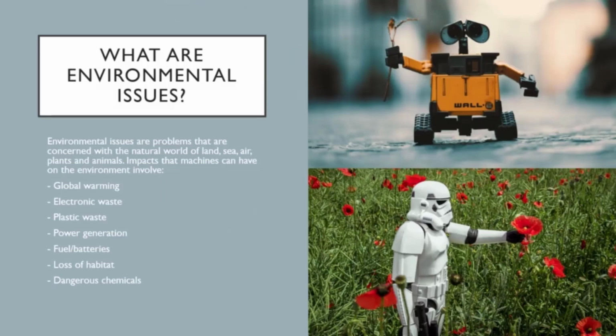So what are environmental issues? Environmental issues are problems that are concerned with the natural world of land, sea, air, plants and animals. The impacts that machines and technology can have on the environment involve global warming, electronic waste, plastic waste, power generation, fuel and batteries, loss of habitat and dangerous chemicals.